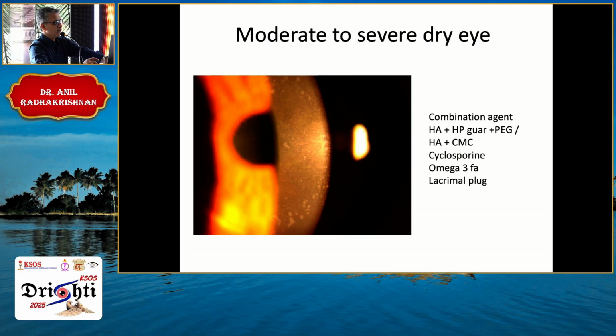So in the case of a moderate to severe dry eye, we have to use cyclosporin, omega-3, sometimes even lacrimal plugs. So we have to defer cataract surgery. We give this cyclosporin. The effect will come after only 3 or 4 weeks. You give good lubricants, something containing hyaluronic acid and CMC, or hyaluronic acid plus PEG plus HP-guar, or something similar. And wait for some time, 3 to 4 weeks, and then only consider cataract surgery. Always a good idea to start cyclosporin and omega-3 fatty acids also.